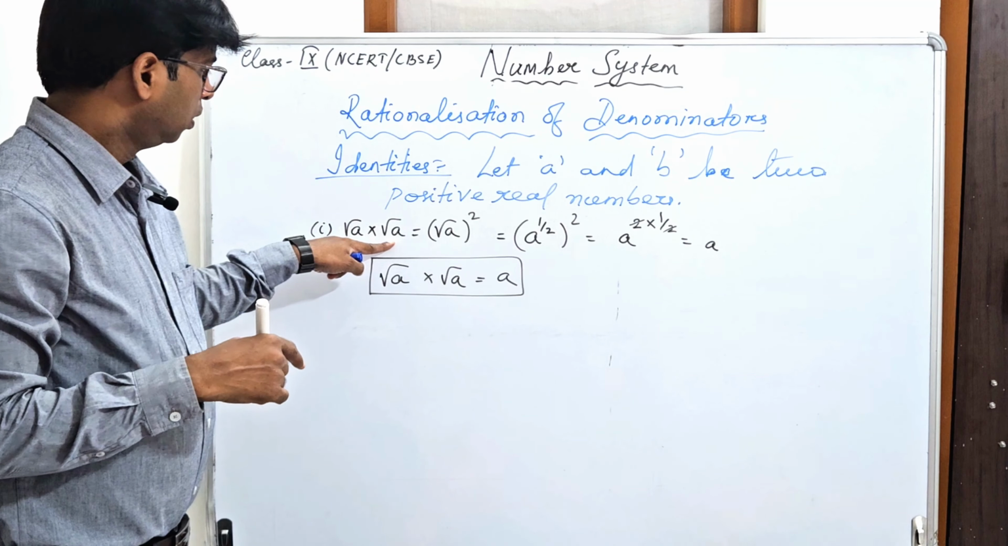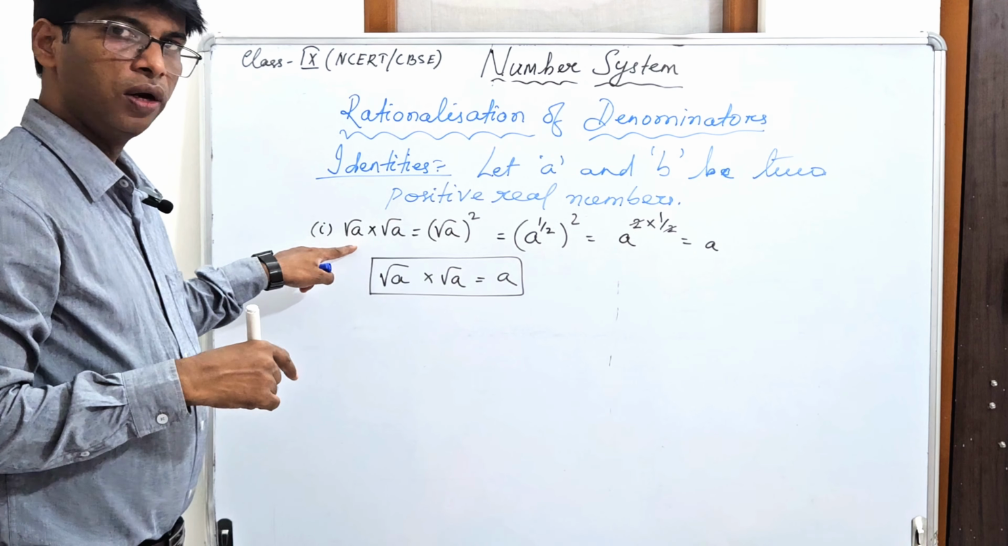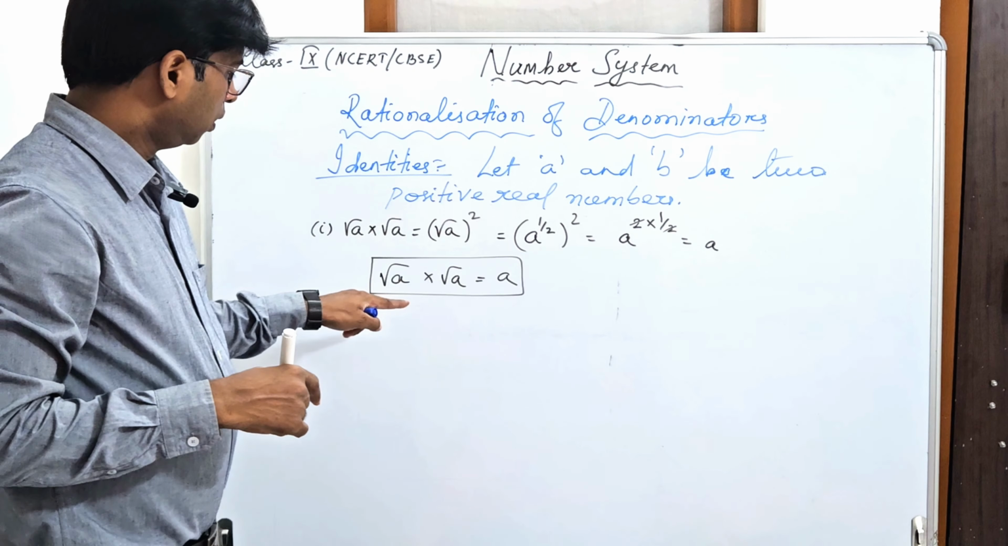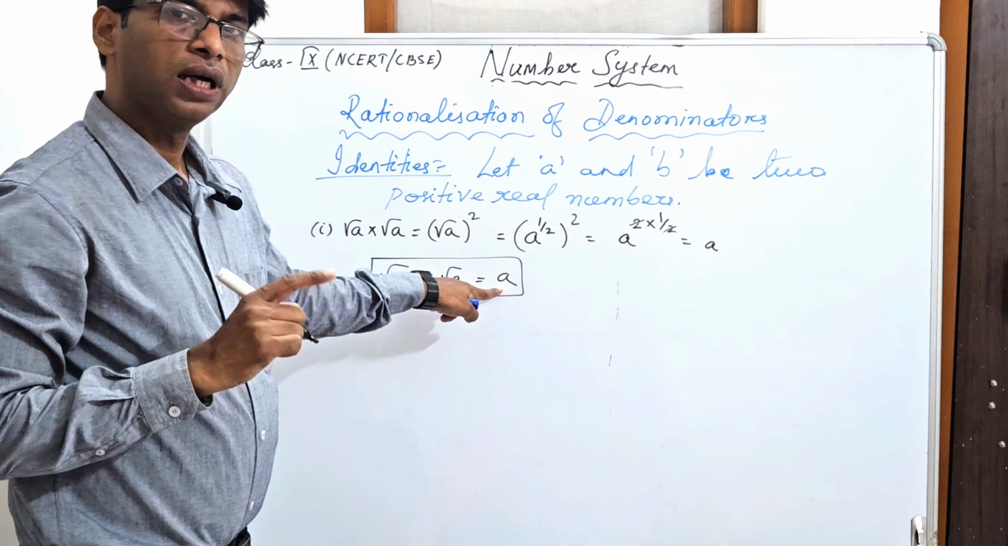That means root a was an irrational number, and when the same irrational number is multiplied with itself, and that case only happens for square root of a and square root of a, then you will be getting a rational number, that is a.